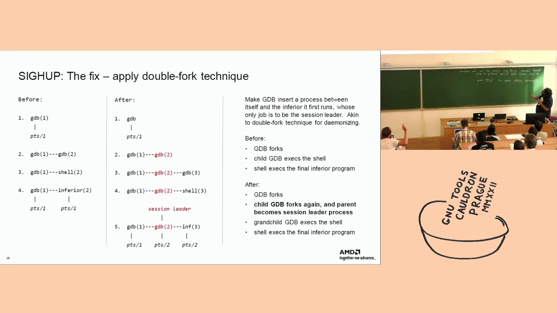So we add indirection, so we fork twice. So fork once as before, fork twice. This guy becomes a session leader. And now the shell, the same thing as here. This guy execs the shell, the shell execs the inferior. So you end up with three processes instead of two. It's an implementation detail that will be visible in ps, if you care.